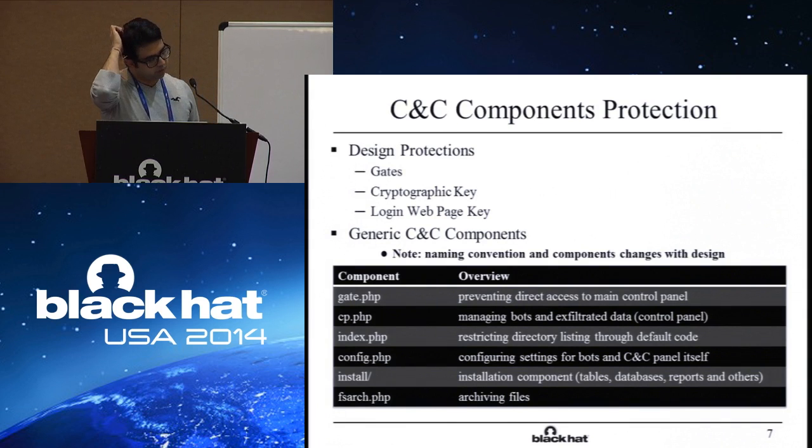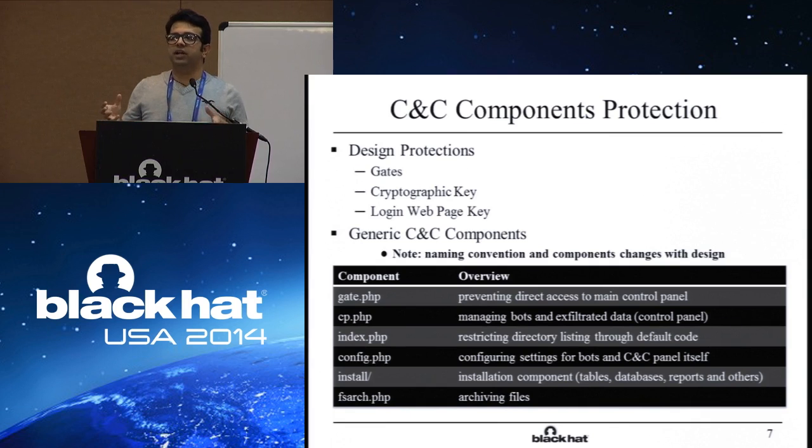So let's take a look at how C&C components have different sorts of protections. Attackers cannot just build a C&C panel that is simply open and residing in the wild, where anybody can find the IP address and simply access it.